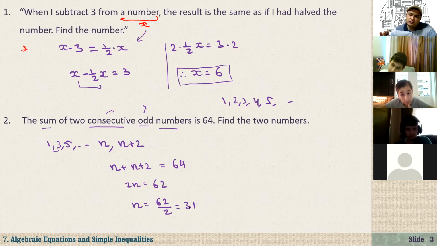But now we're not done yet, right? Because the question is asking for two numbers. So if the value of n is 31, the first number is 31 and the second number is 31 plus 2, which is 33. So those two numbers are 31 and 33.